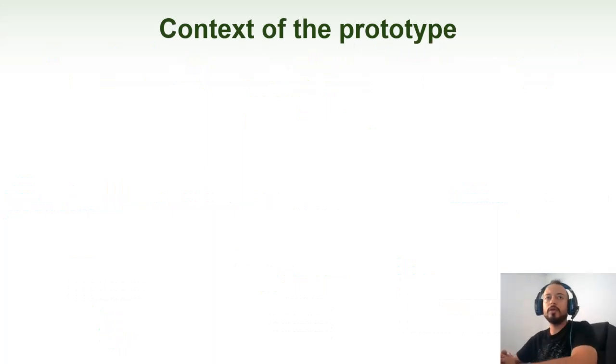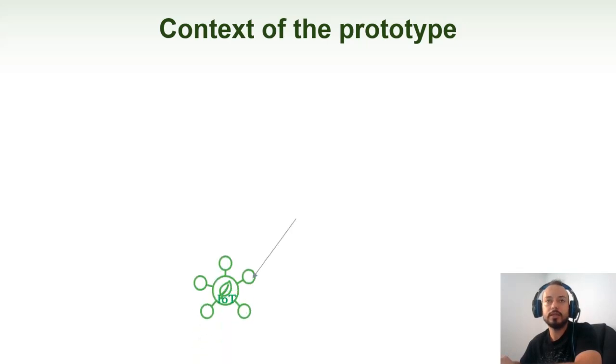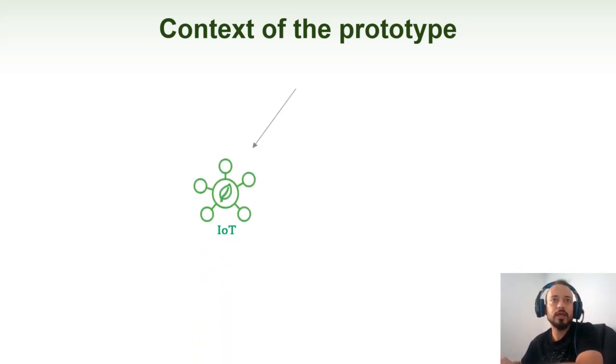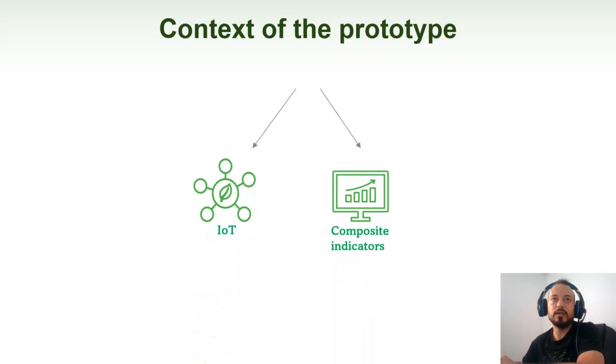The contributions that we have provided within this paper can be split into different realms or domains: Internet of Things and composite indicators. The innovation that our paper and our prototype are rooted in is the combination of both worlds, as will be explained later.